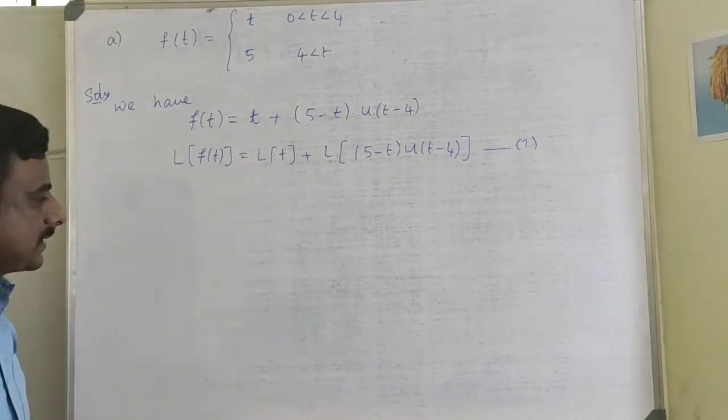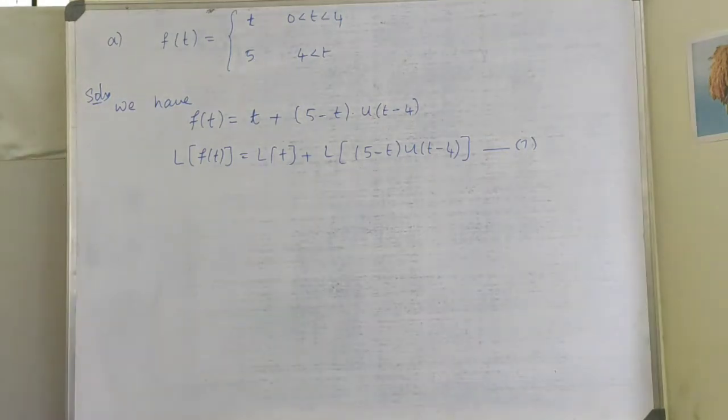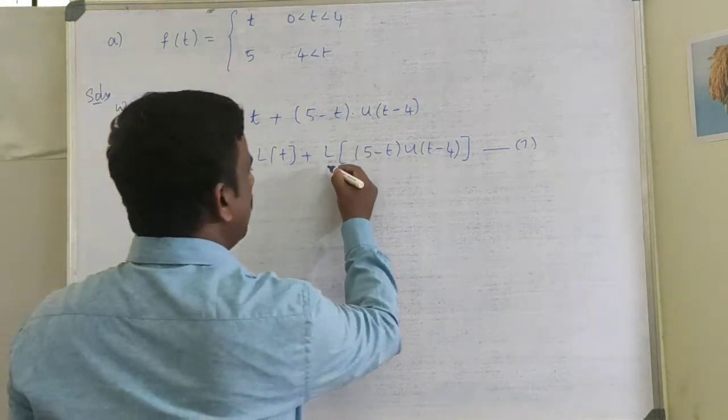Now the Laplace transform of t, that you can write directly, no problem with that. We need to find the Laplace transform of 5 minus t into u of t minus 4 separately. Then you can substitute that in equation 1. So now I will worry about this term.